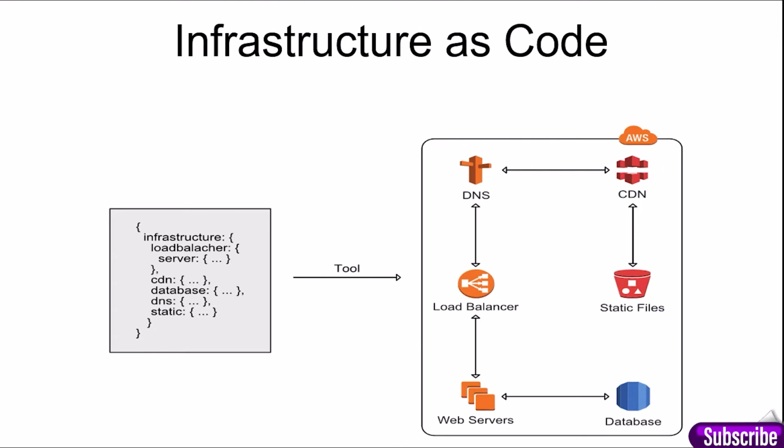A typical example of infrastructure as code we can see on this page, where on the left hand side we can see how it will be written. Like I need to install a load balancer, then I need to install CDN, database, DNS, static files. All these will be written in some scripts and using some tool, all of these things will get created: load balancer, DNS, web servers, database, static files on S3 bucket, etc. So that's how a code can create infrastructure for you.